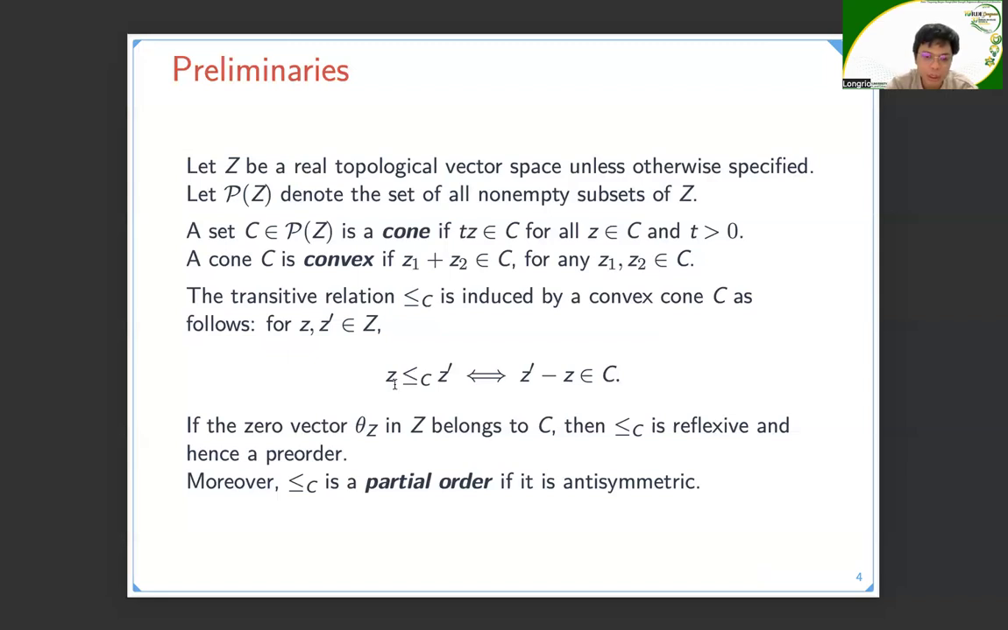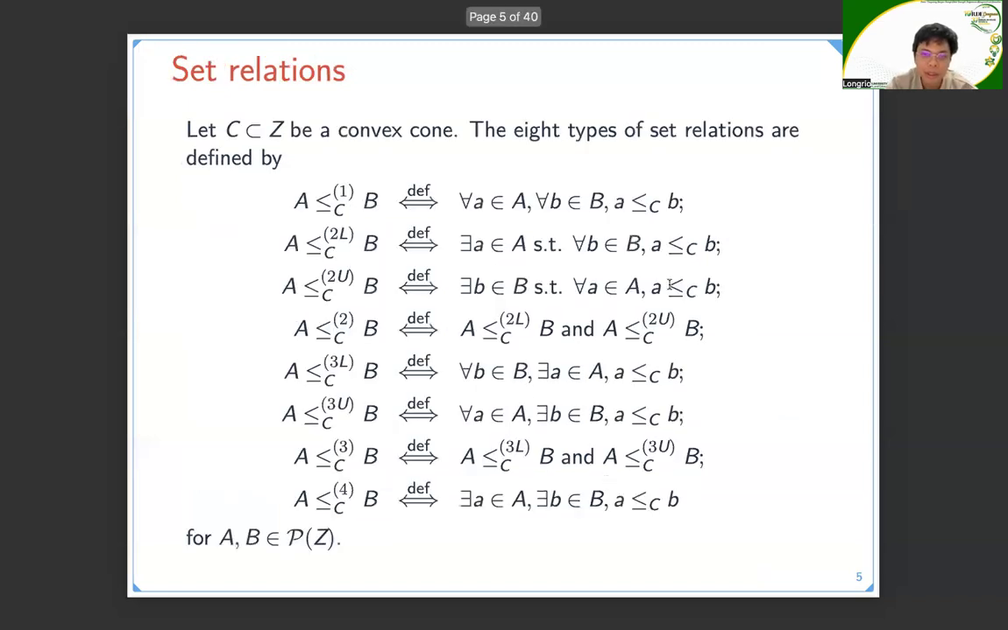Whenever we see this, we can use this symbol to describe Z is inferior to Z prime if and only if their difference Z prime minus Z is in C. This is a partial order if it is anti-symmetric. Set relations are given as follows.